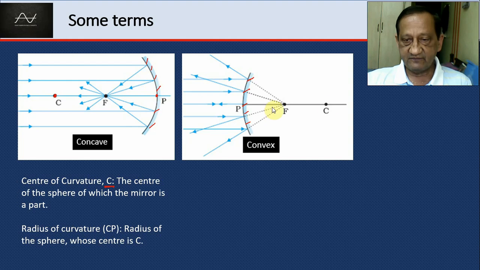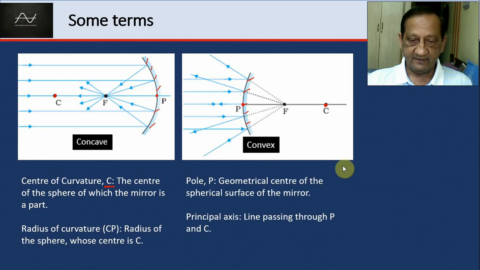In the case of convex, same thing. This is the center of curvature and this is the P. The radius of curvature is CP. P is called the pole. It is the geometrical center of the mirror. And the line joining CP is called the principal axis. So this is the principal axis of the mirror.